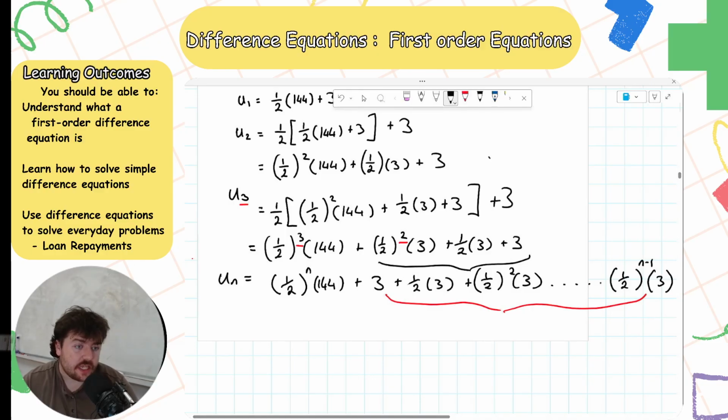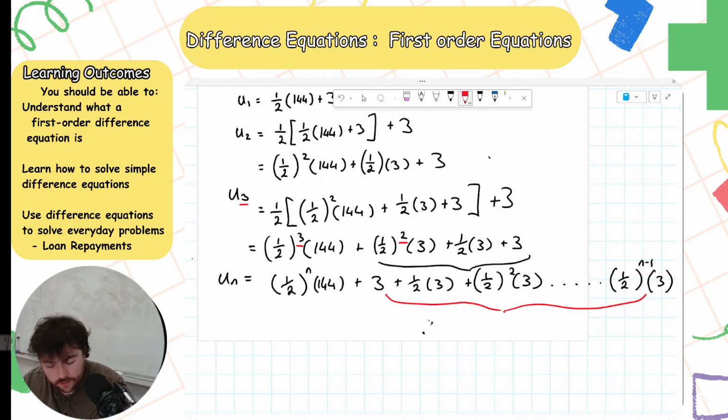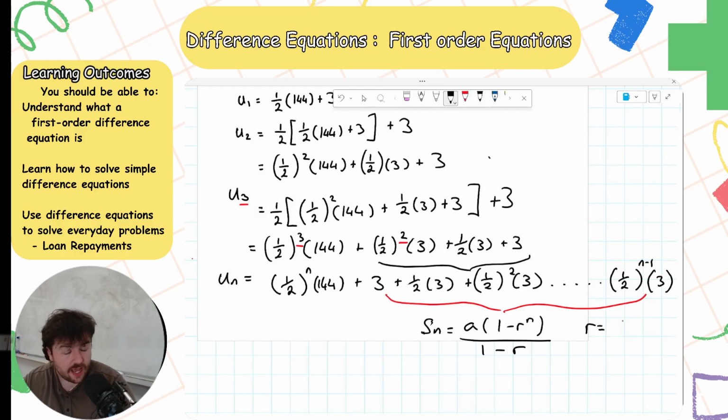So a geometric sequence, remember, is just to get the next term, you multiply by something. So in this case, I'm multiplying by a half. And the sum of a geometric sequence is given by Sn equals a times 1 minus r to the n all over 1 minus r, where r is my common ratio, i.e. what I'm multiplying by. That's going to be a half. A is my first term, which is 3, and then n is just going to be n.